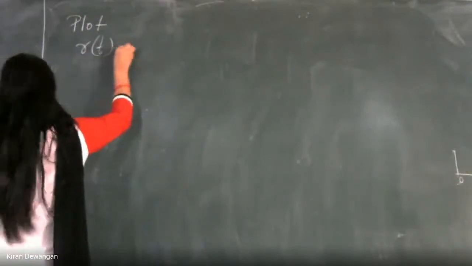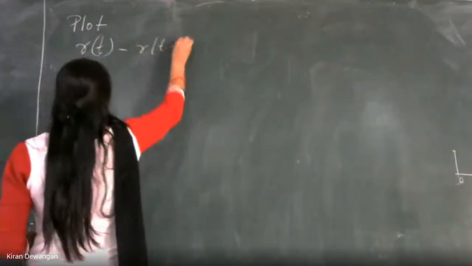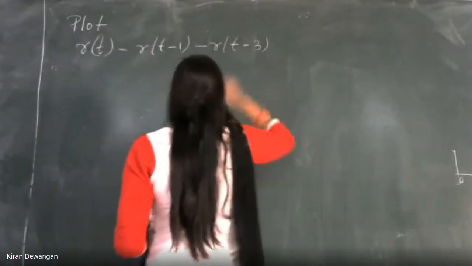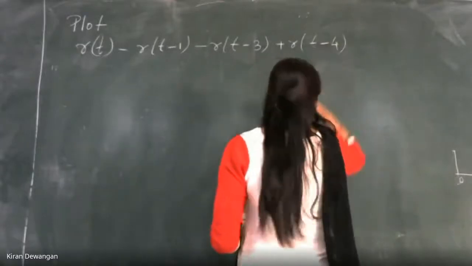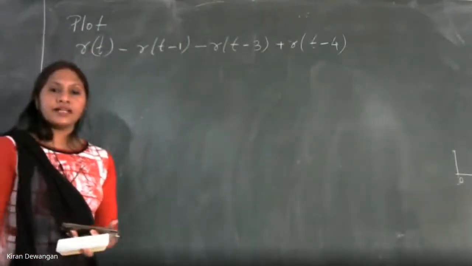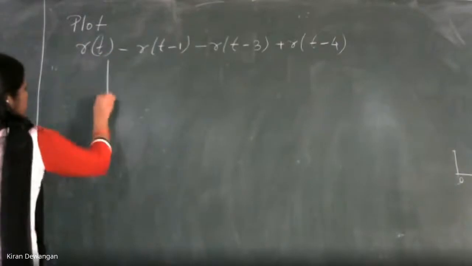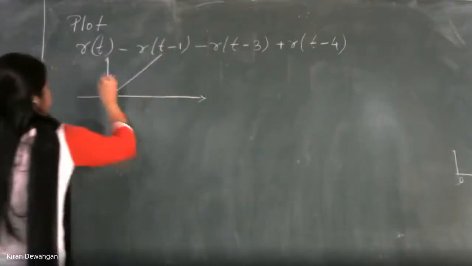Plot RT minus R T minus 1 minus R T minus 3 plus R T minus 4. Do you all remember RT? What is RT? Ramp function. Yes, what is RT? It's a ramp function. Ramp. And RT is plotted as this is normal RT.